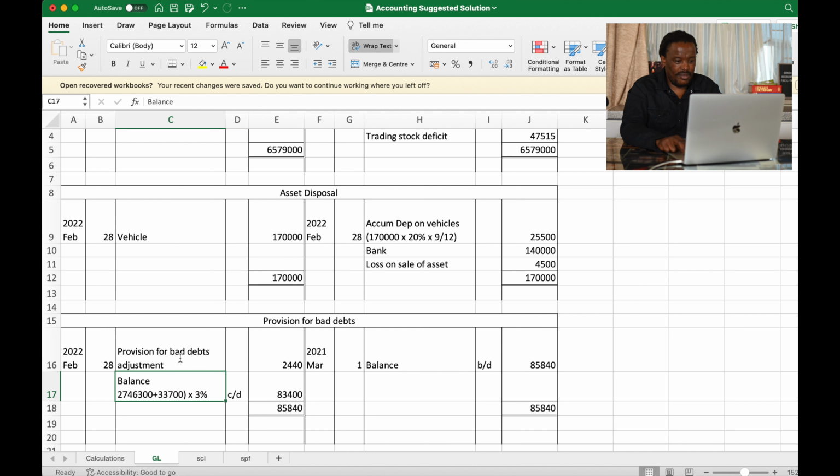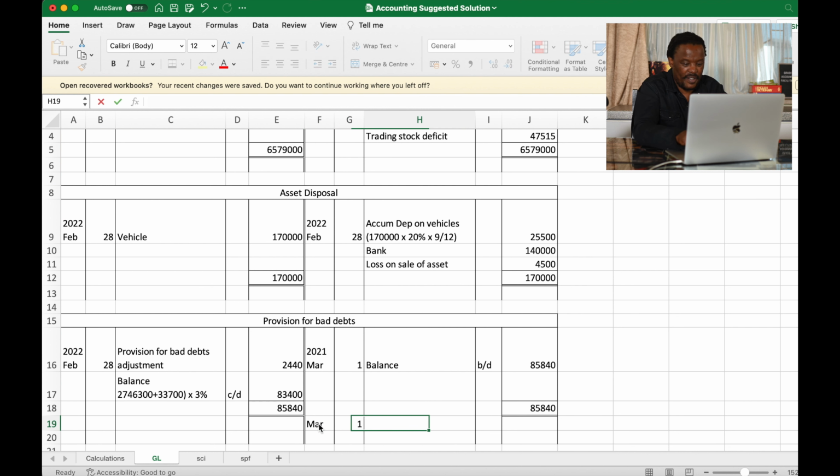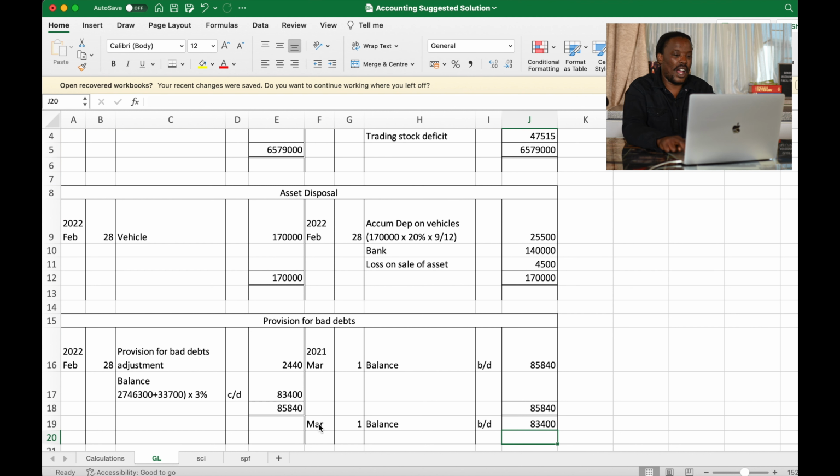2,440. Now it becomes simple, and then for the sake of completeness we say 2022 March the first balance brought down. So that balance carried down is brought down in the next financial year: 83,400. Now the provision for bad debts adjustment, if it's recorded this side, it becomes income. If it was the opposite, it was going to become an expense. Those are the things that you must note. Those are the things that they ask each and every year.